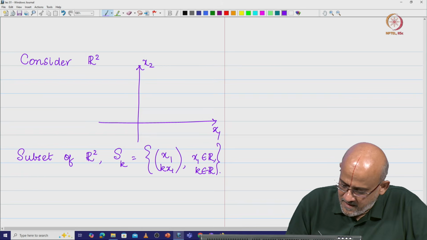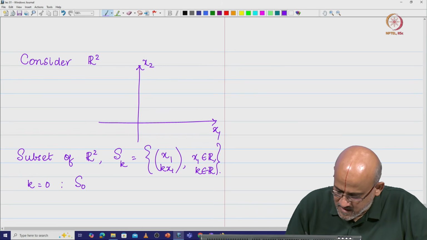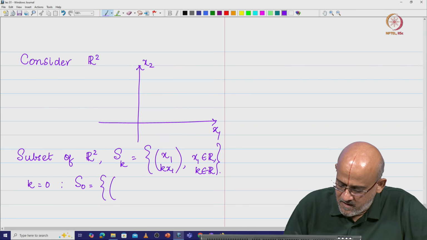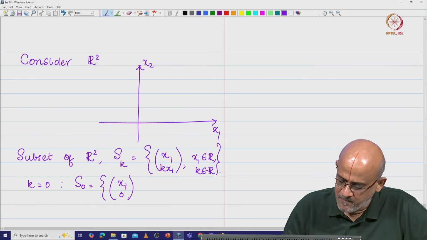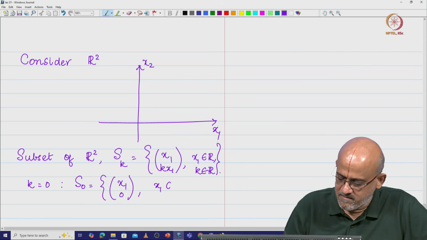So, for example, let me take k is equal to 0. Therefore, I am going to get S0. The set S0 is going to be the set of all vectors of the form x1 comma 0 into x1. So, that is going to be 0. So, I have x1 in R.